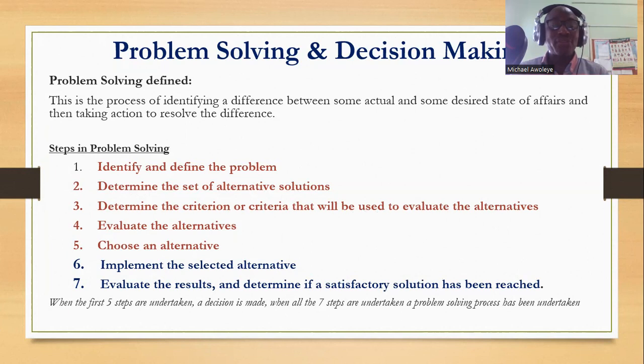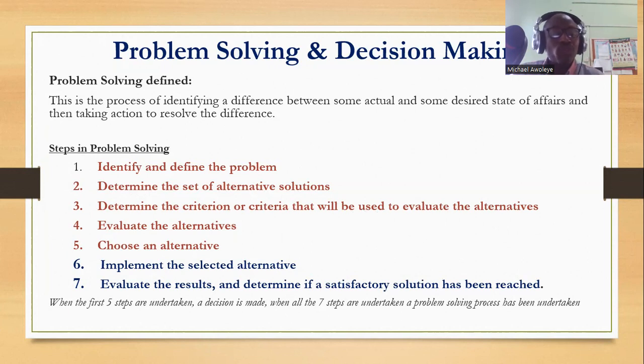The fourth stage of problem solving is to evaluate the alternatives. You need to be able to eliminate the alternatives one by one. I say, for this reason, I won't take this alternative. For this reason, we'll eliminate this alternative. For this, now we go with these alternatives. You need to be able to evaluate these alternatives.